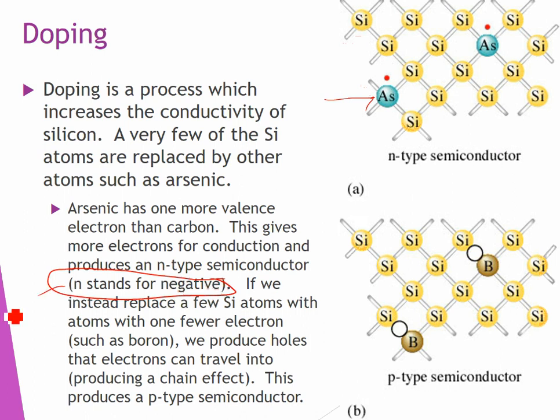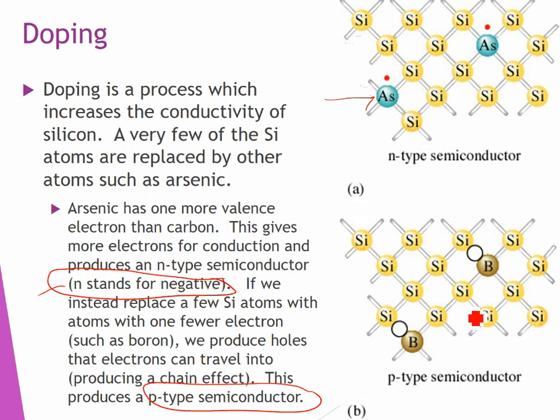If you instead replace silicon atoms with something with fewer electrons, like boron, we produce what can be perceived as a hole, a place for electrons to travel through. And what that does is it allows electrons to follow the path and produces a chain effect. And this is a P-type or positive semiconductor. So those are the two types, and there are illustrations there.